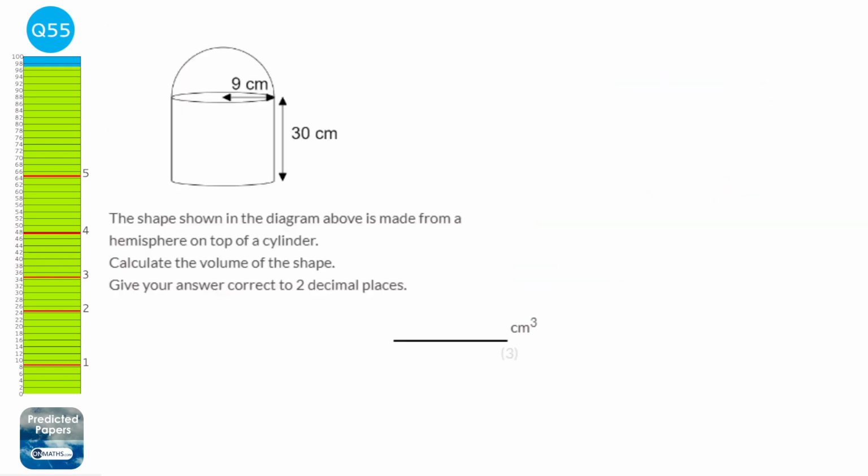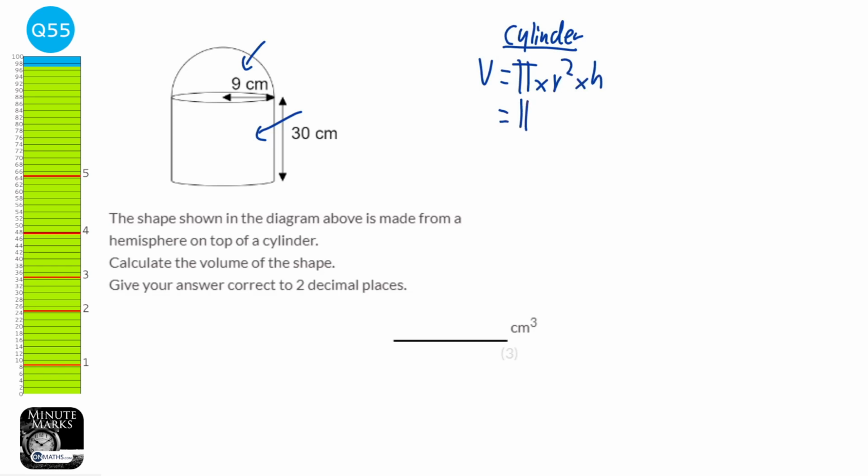There are two shapes we need to find the volume of. There's this cylinder here and this hemisphere here. So we might as well start with this cylinder. And the formula for the volume is pi times r squared times height. So it's the radius is 9, so 9 squared times the height, which is 30. And when we work that out, we get 7,634.070, blah, blah, blah.